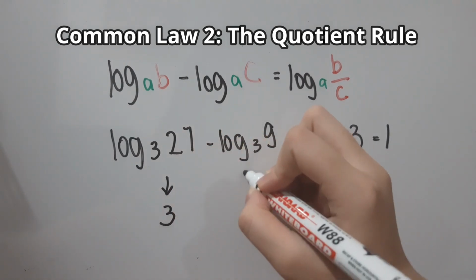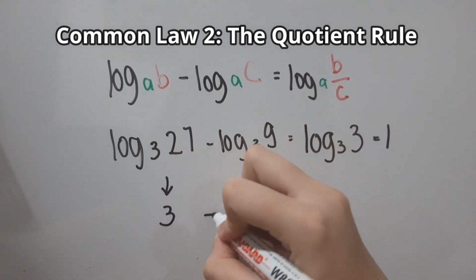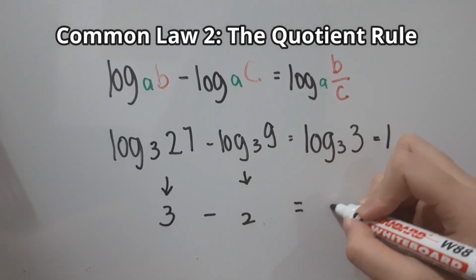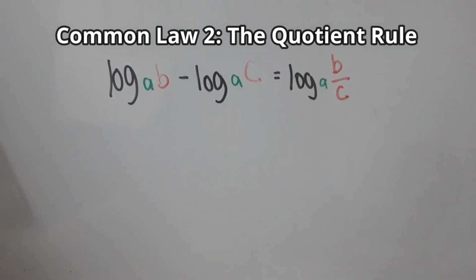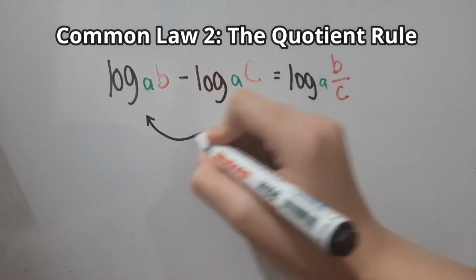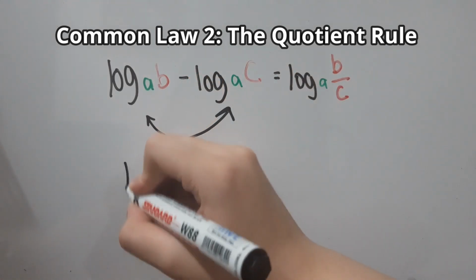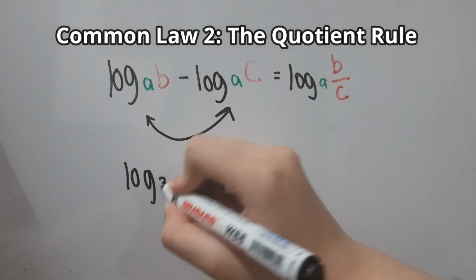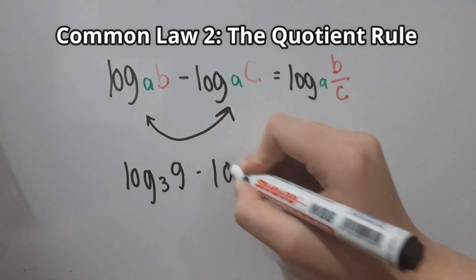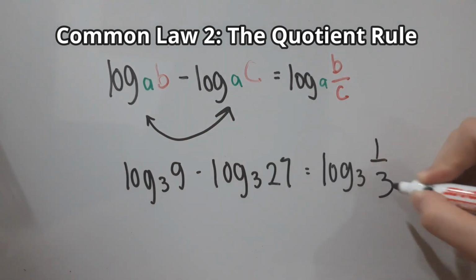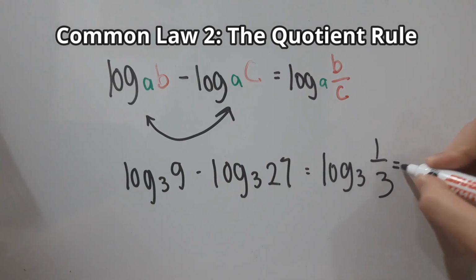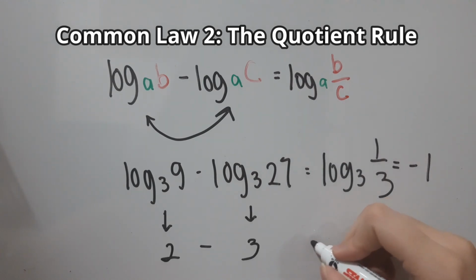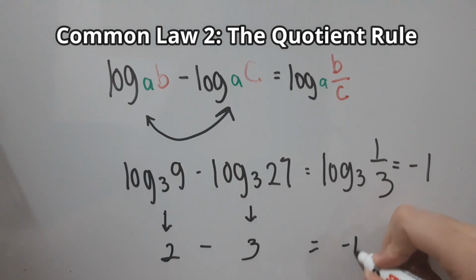Manually, log base 3 27 is 3. Log base 3 9 is 2, and when subtracted you get the same result. Sometimes the order is flipped, giving you a negative answer. If we subtract log base 3 27 from log base 3 9, you get log base 3 1 over 3. And we know that 3 to the power of negative 1 gives you 1 over 3, so the answer is negative 1. The same answer is obtained when you subtract 3 from 2.